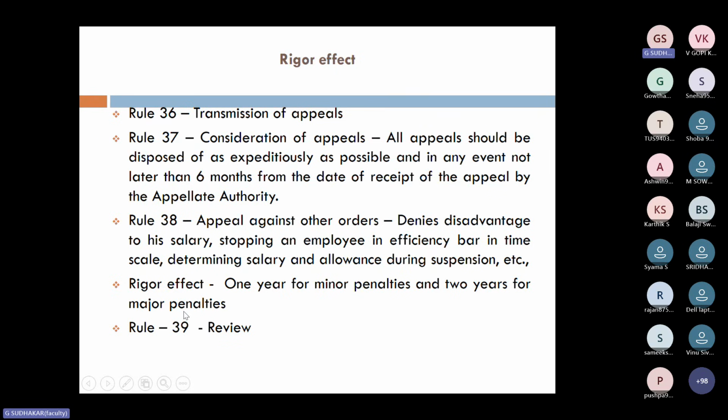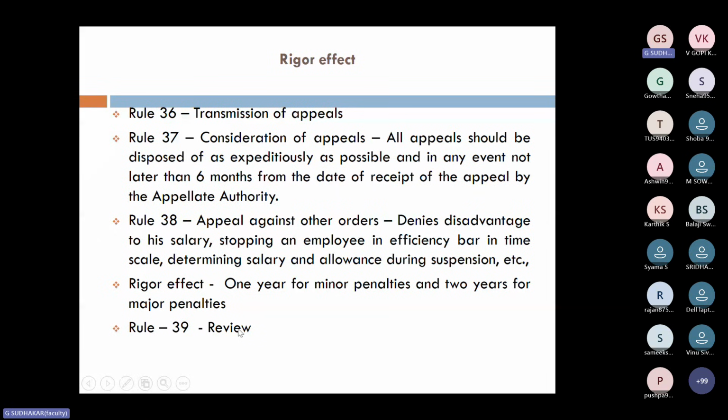For 2 years his name will be given in the debarred list of the promotion list by the Vigilance Department because of the rigor effect. In case of major penalty, for 2 years he will not get the stagnation increment. So these are all the after-effect punishments of rigor effect, that is, rigor effect after the punishment has been imposed. 1 year he will not get his promotion, and 2 years in case of major penalty.